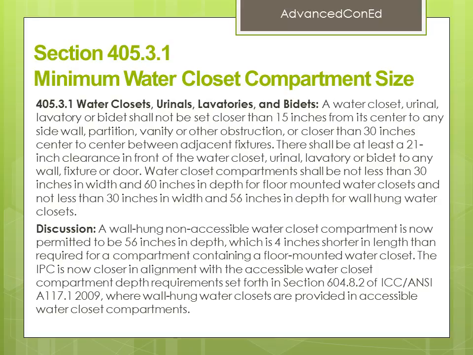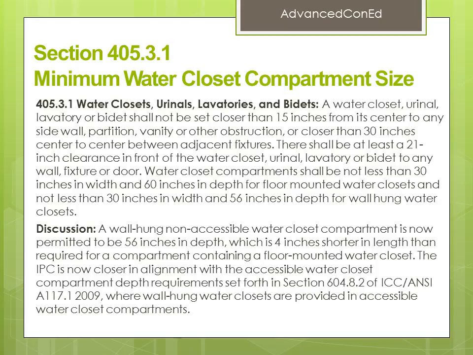There shall be at least a 21-inch clearance in front of the water closet, urinal, lavatory, or bidet to any wall, fixture, or door. Water closet compartments shall be not less than 30 inches in width and 60 inches in depth for floor-mounted water closets, and not less than 30 inches in width and 56 inches in depth for wall-hung water closets.